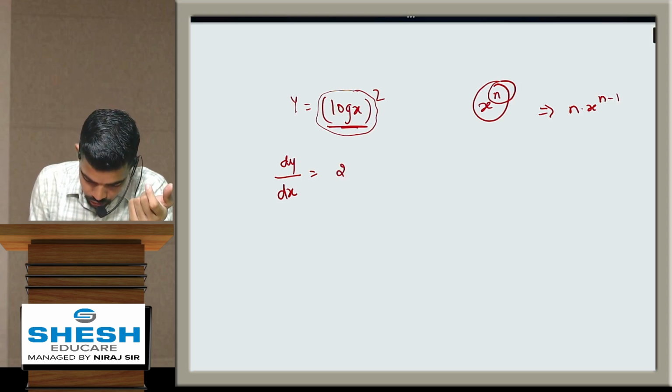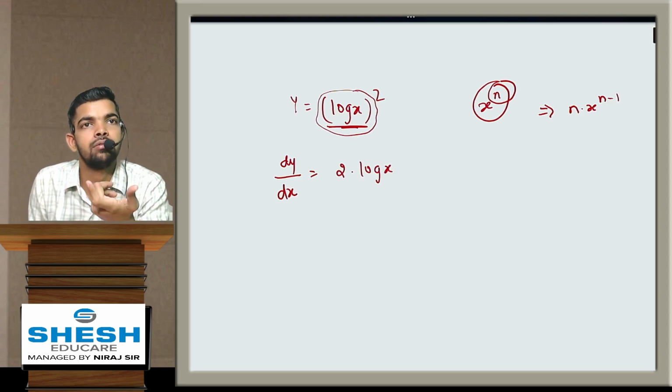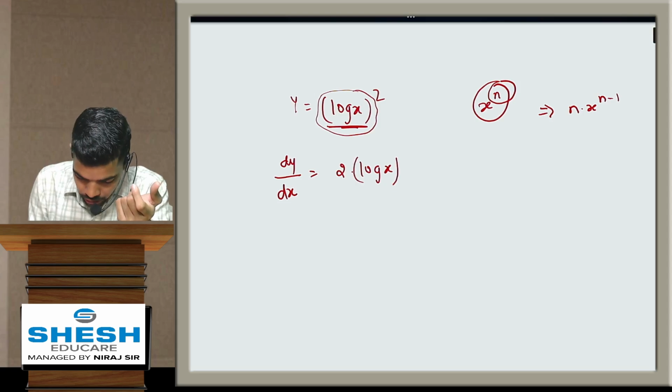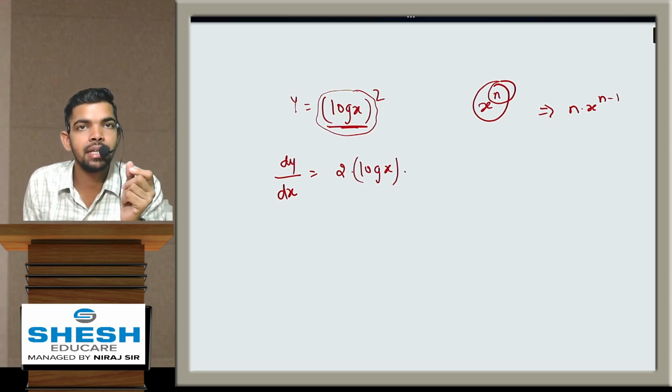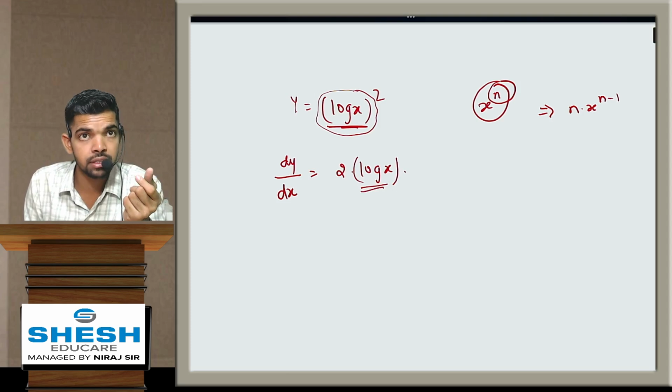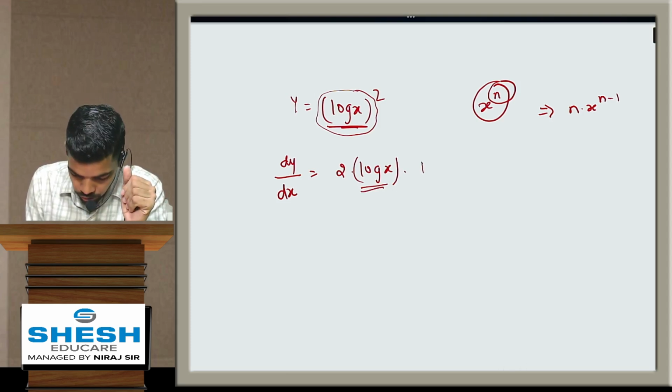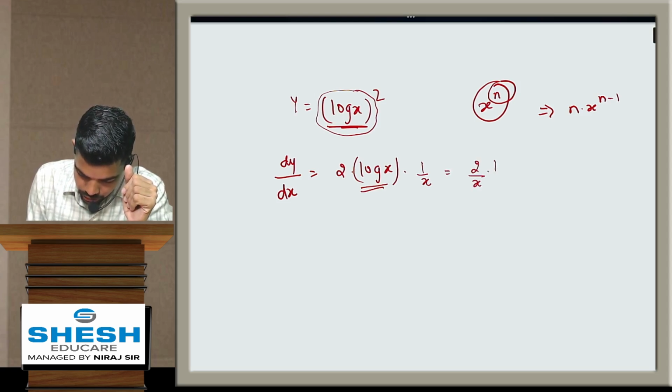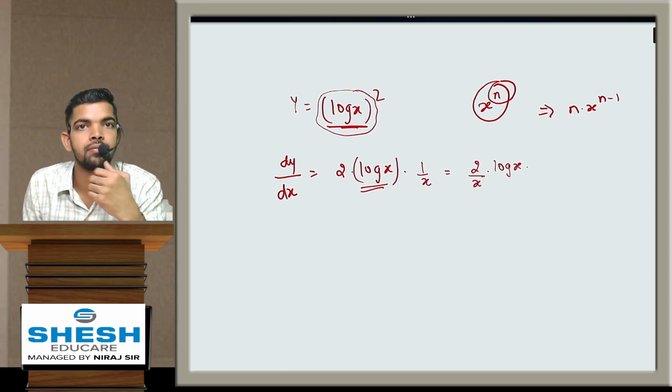Similarly here you will write 2 into log x raised to 2 minus 1, which is 1. So log x into, we have to multiply the derivative of our function of x, which is log x here. So it will be 1 upon x. So dy by dx is 2 upon x into log x.